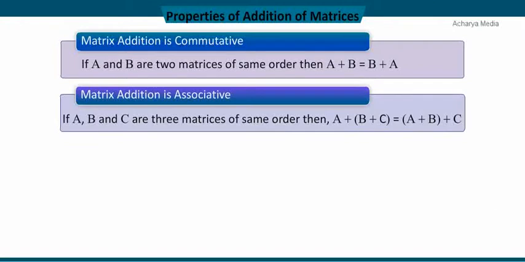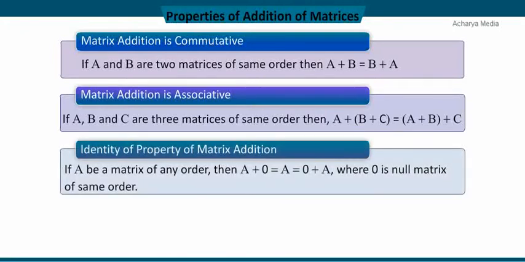Matrix addition is associative. That is, if A, B and C are three matrices of the same order, then A plus B plus C is equal to A plus B plus C, grouped either way. Identity property of matrix addition. That is, if A is a matrix of any order, then A plus 0 is equal to A, which is equal to 0 plus A, where 0 is the null matrix of the same order.